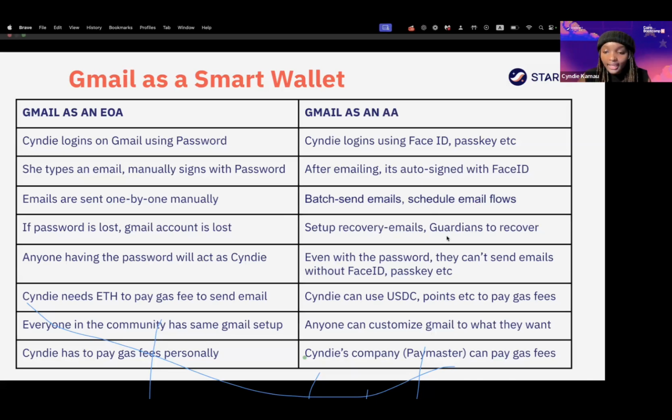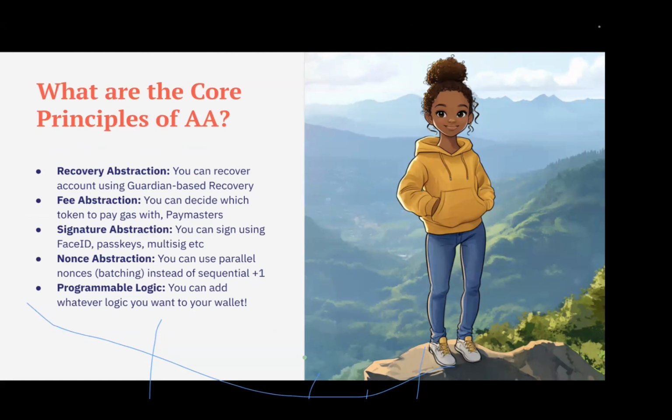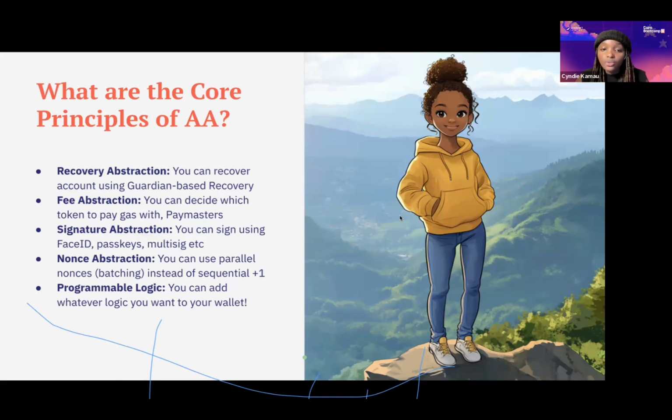Nice. So that's what I mean, okay? So yeah, these are just the principles. You can recover your account. You can decide which token to pay gas fees with, and you can have paymasters. You can sign a transaction using your Face ID, your passkeys. You can even introduce multi-sig. And these are just some of the principles of account abstraction, okay?